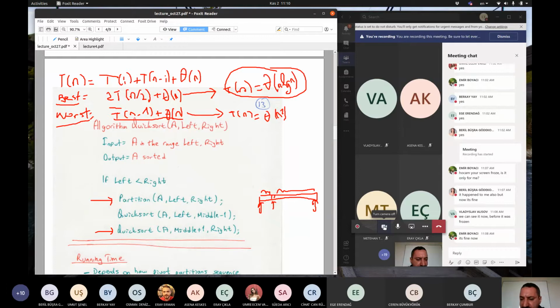Let me turn off the camera so that maybe there won't be any freezing problems due to the internet speed.